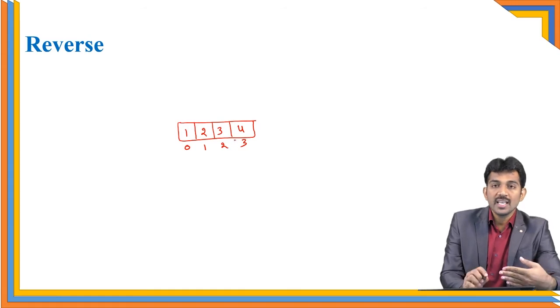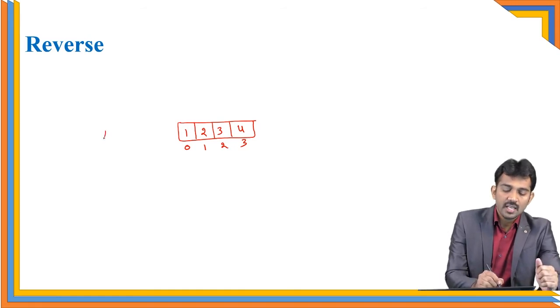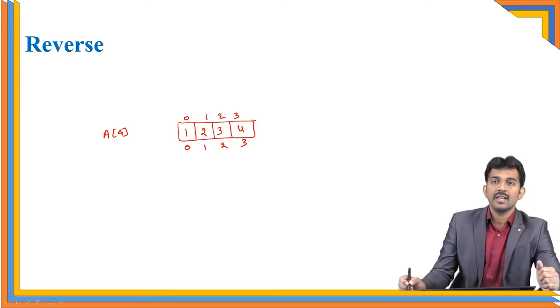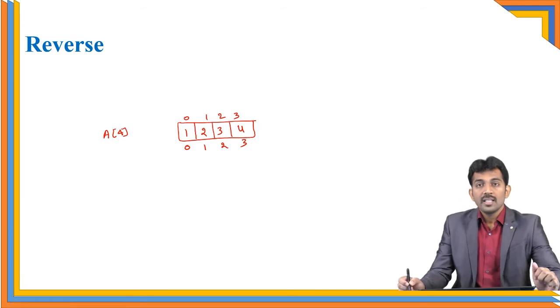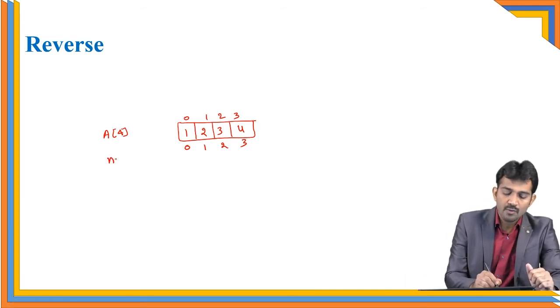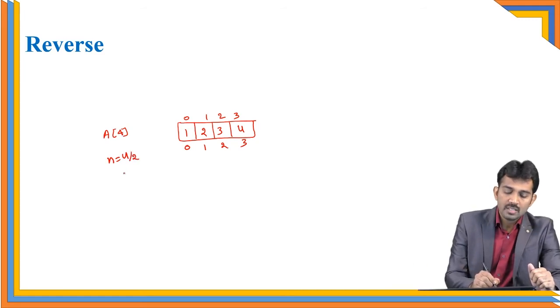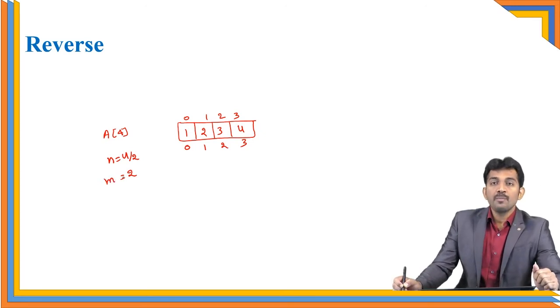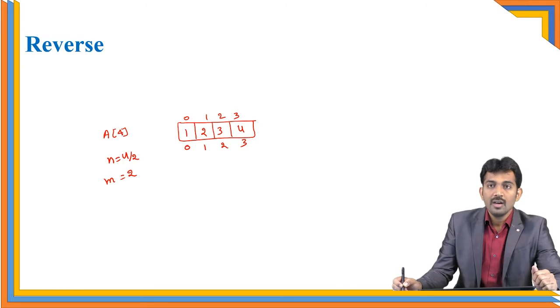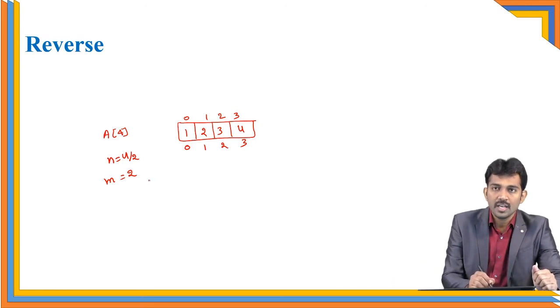I'm going to divide this array into two parts. What is the size of A? 4 elements, so n is 4, with indexes 0, 1, 2, 3. n by 2 means the middle value, which is 2. I'm going to apply this 2 times, until i reaches the value 2.